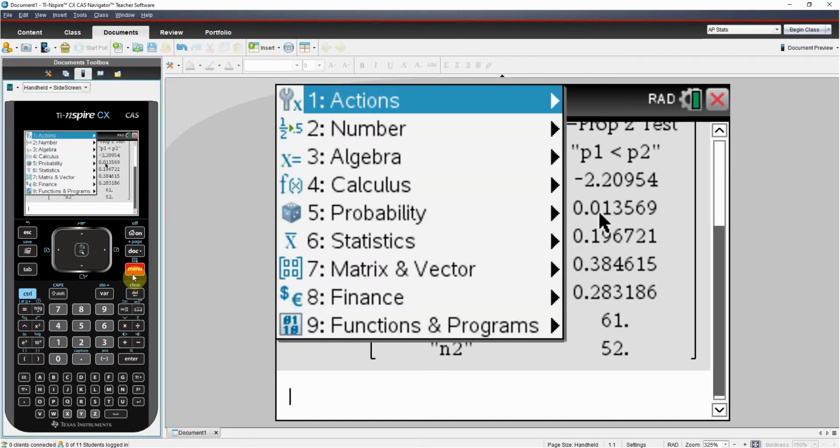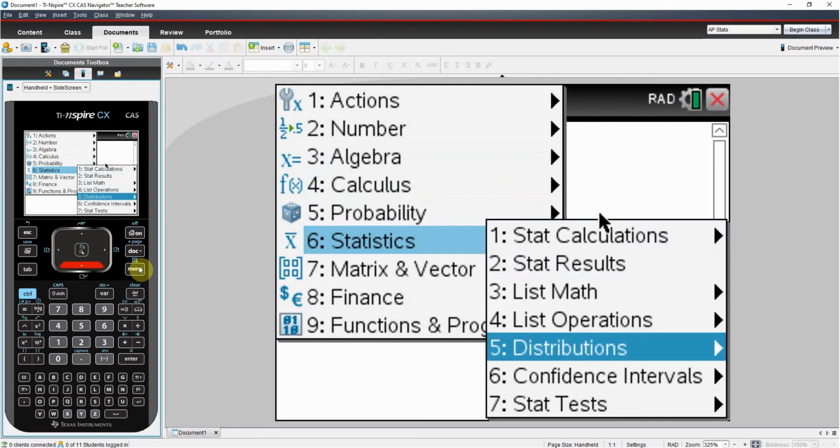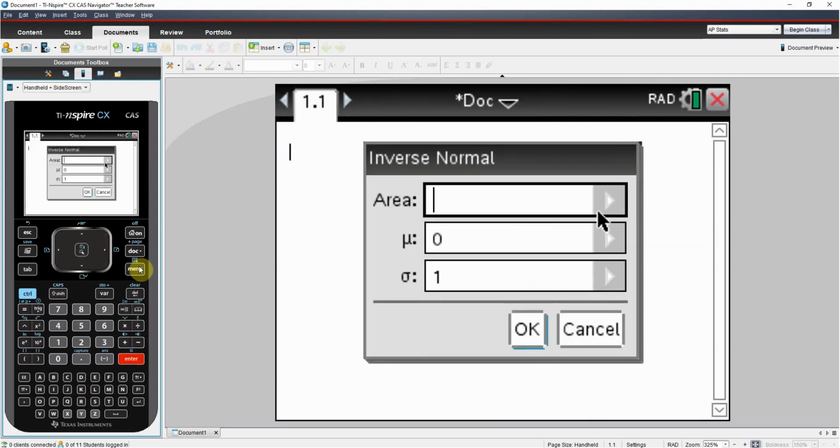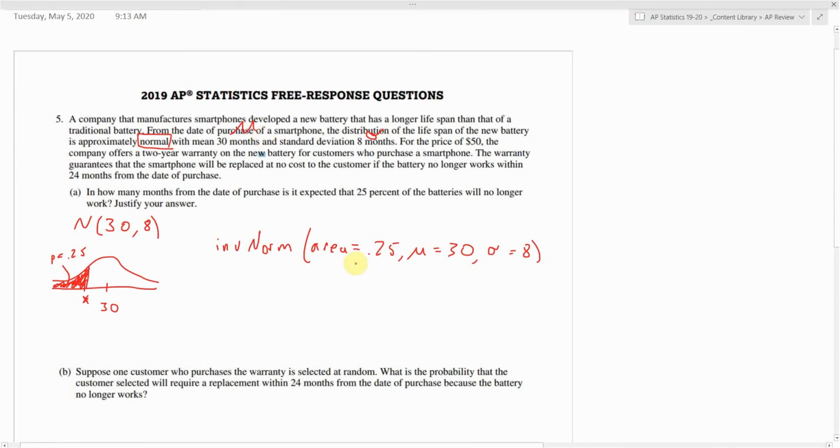We can just open our calculator, and we would do menu. We want stats, distributions. We're going to do the inverse normal function. It wants to know the area. We know that the mean is 30 and the standard deviation is 8. And there is my percentile, or the lifespan that matches the 25th percentile, 24.6 months. So in how many months from the date of purchase is it expected that 25% of the batteries will no longer work? That would be about 24.6 months.